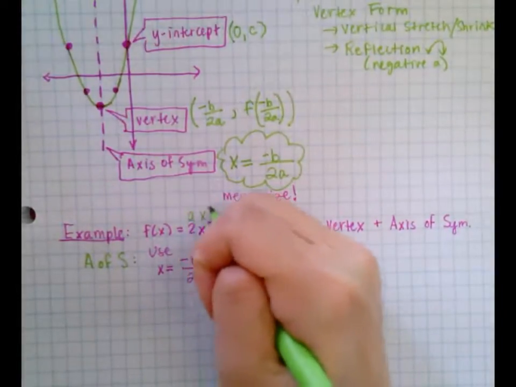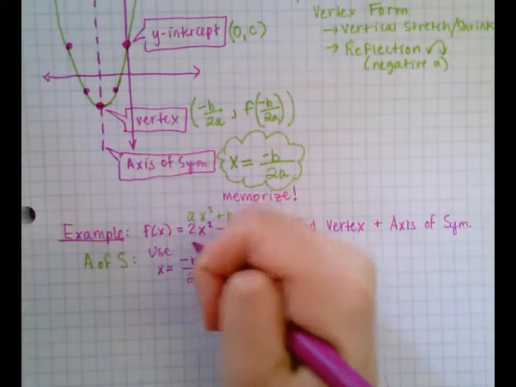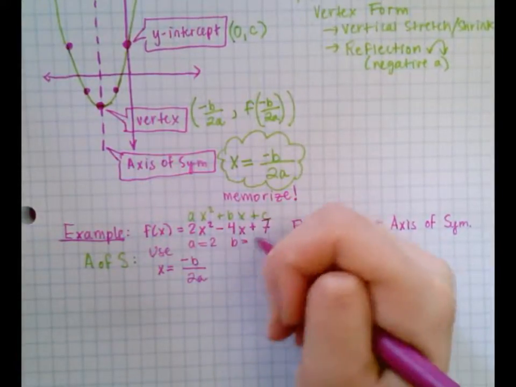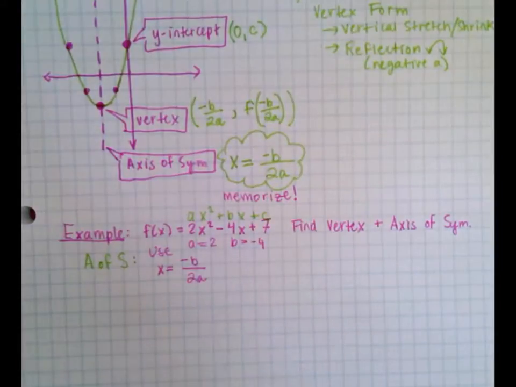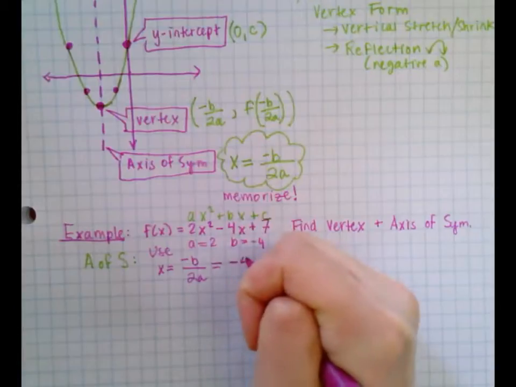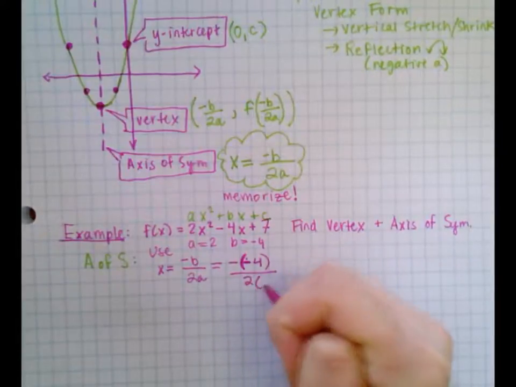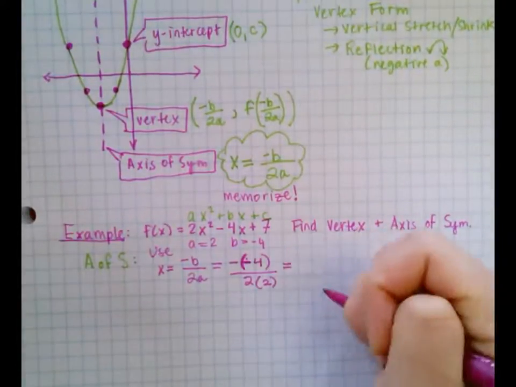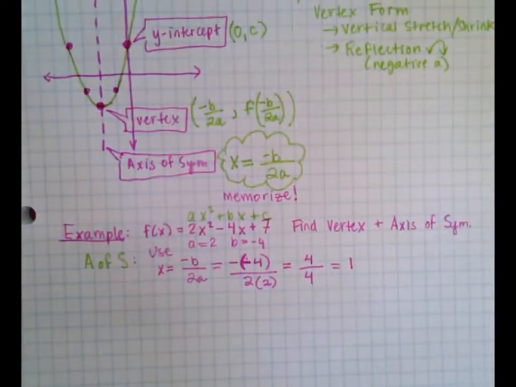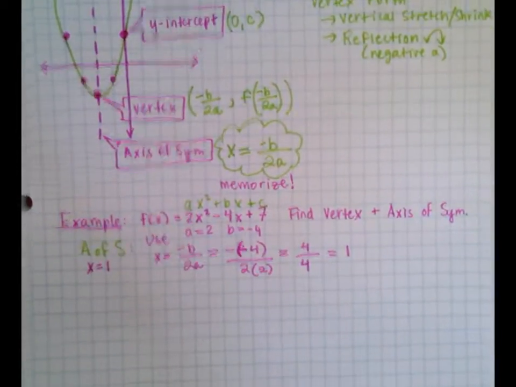In this case, if I look up here and think about my standard form, I have ax squared plus bx plus c. Then I know in this case a is 2 and b equals negative 4. So make sure you take the sign in front of the coefficient as well. Okay, so plugging in I would get negative 4 divided by 2 times 2, because a is 2. And simplifying here, I'd get positive 4 on top divided by positive 4 on the bottom, which is just 1. So this is telling us that our axis of symmetry is x equals 1.